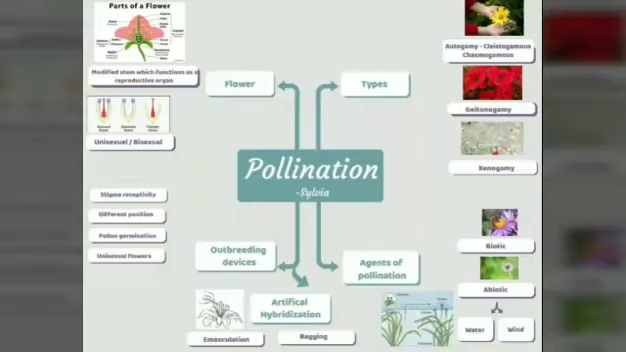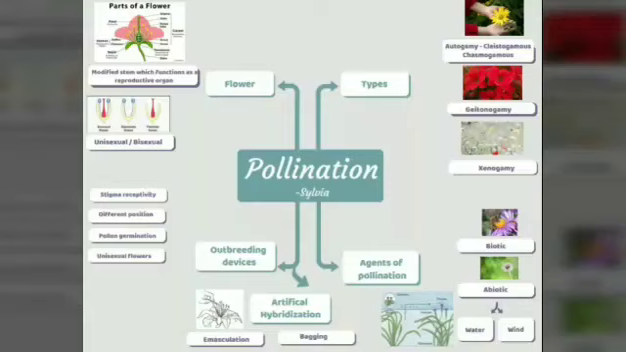Some devices to prevent inbreeding depression are that the receptivity of the stigma and pollen release are not synchronized. Either the pollen is released before the stigma becomes receptive, or the stigma becomes receptive before the pollen release. In some species, the anther and stigma are placed at different positions so that the pollen cannot come in contact with the stigma of the same flower, which will prevent autogamy.